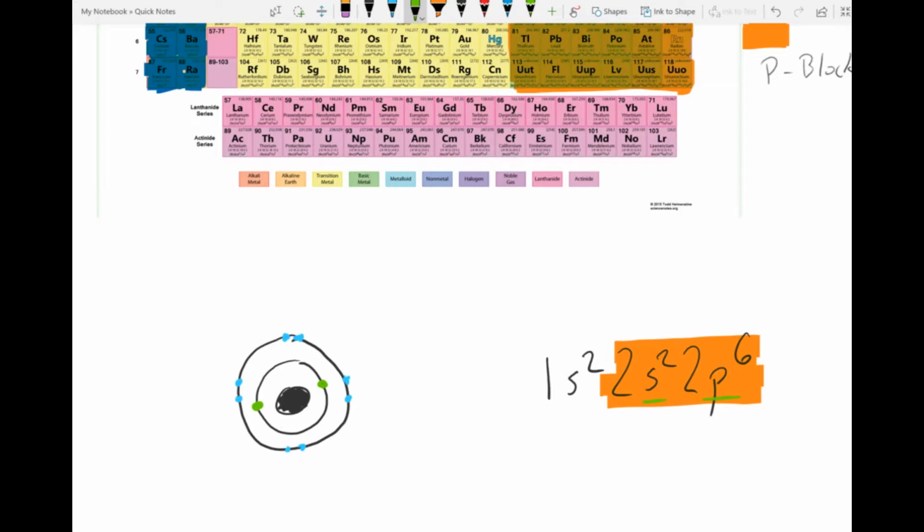And it just so happens that when you look at how many electrons can actually fit into the s and the p, you get 2 and you get 6, which if you do 2 plus 6, you get 8. Octet.